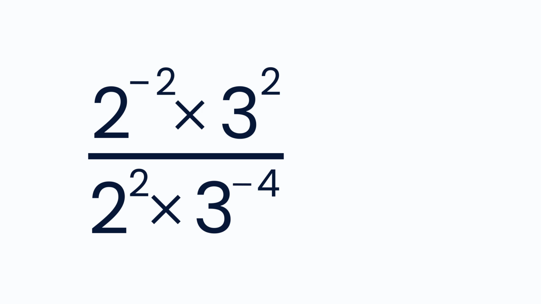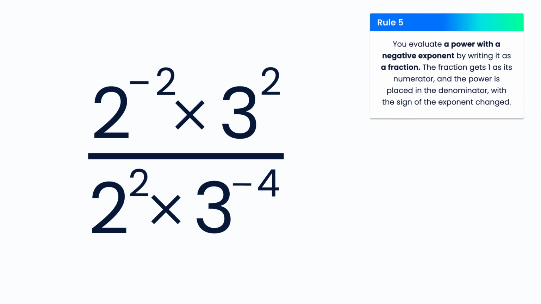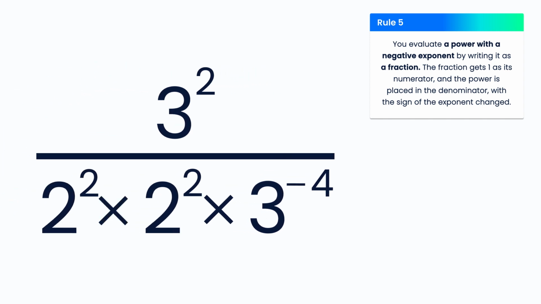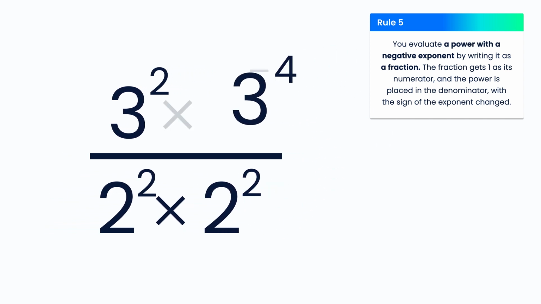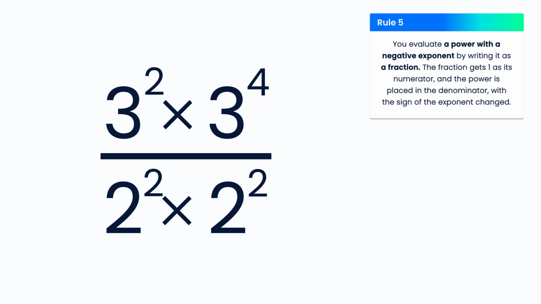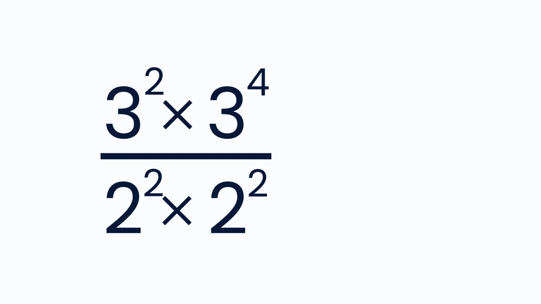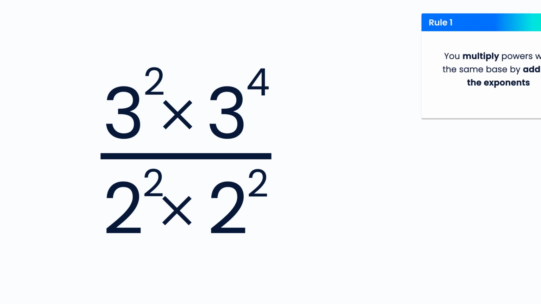Now you must move powers between the numerator and the denominator using Rule 5 in order to group powers with the same bases. You're allowed to do this when there is only multiplication in the numerator and the denominator as well. So, you move 2 to the power of minus 2 down to the denominator and get 2 squared. Next, you move 3 to the power of minus 4 up to the numerator and get 3 to the 4th. Now you have multiple powers with the same base, which you can combine using Rule 1.